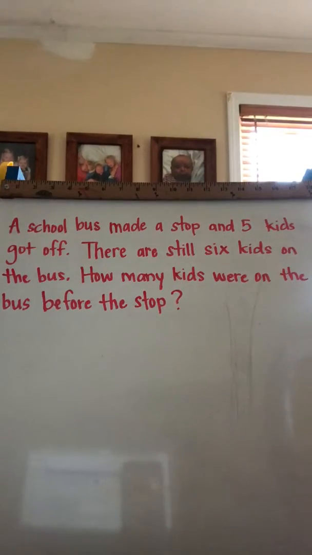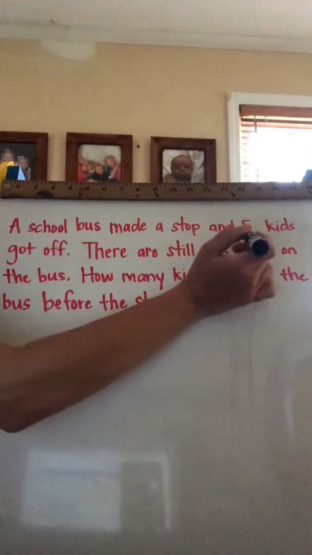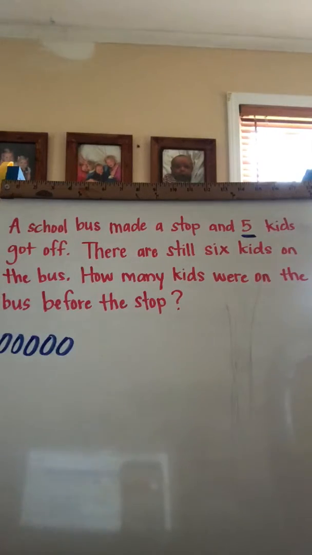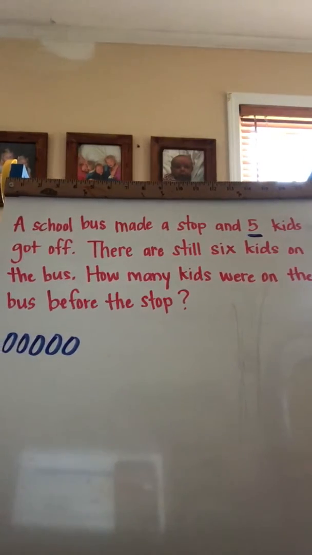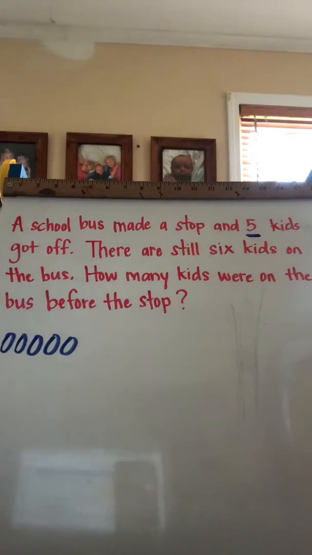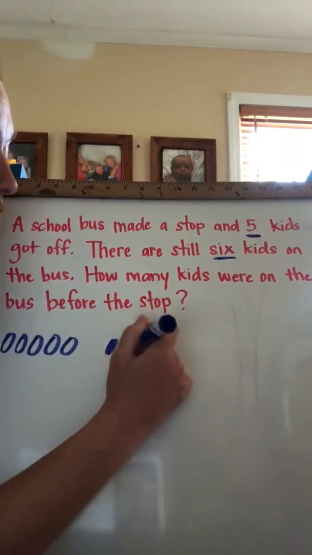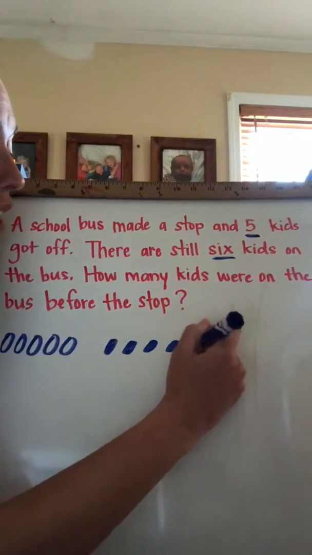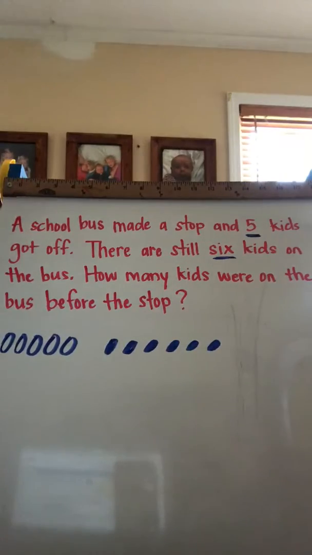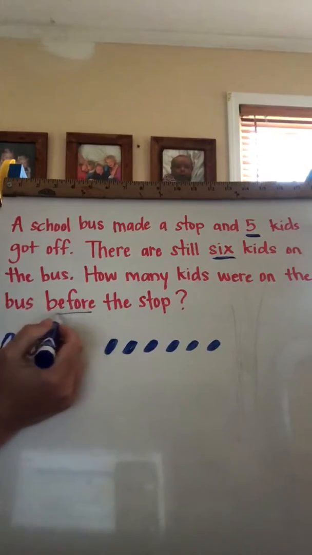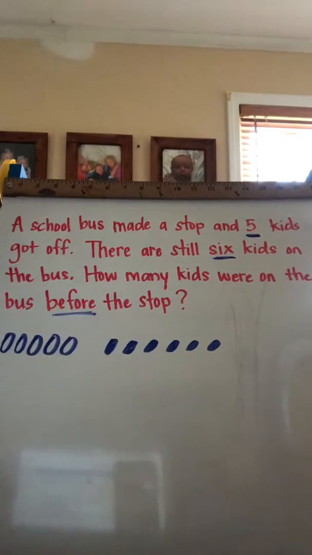So I know the first thing that I need to do is go through and figure out what I already know. Well, I already know that 5 kids got off. So I'm going to go ahead and show the 5 kids who got off. Now, once I've shown the 5 kids who got off, I need to show the ones that are still on. So these are my 6 that are still on the bus.